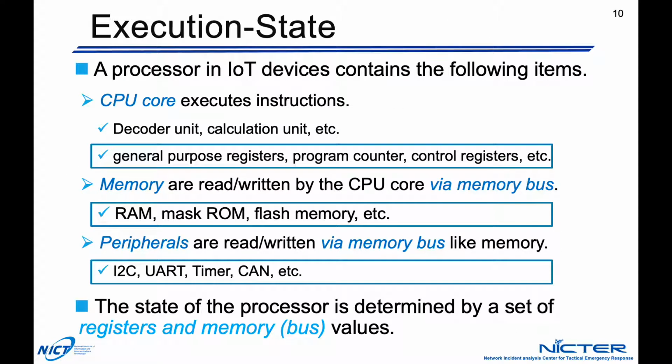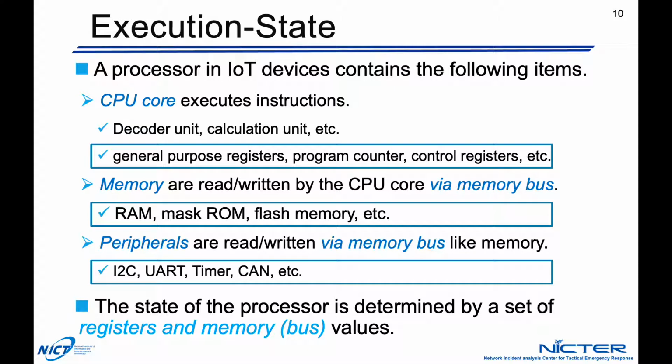A processor in IoT devices mainly contains the following three elements. The first is the CPU core that executes instructions. It includes a decoder unit and a calculation unit. These units do not have any execution states. And the CPU core has registers.